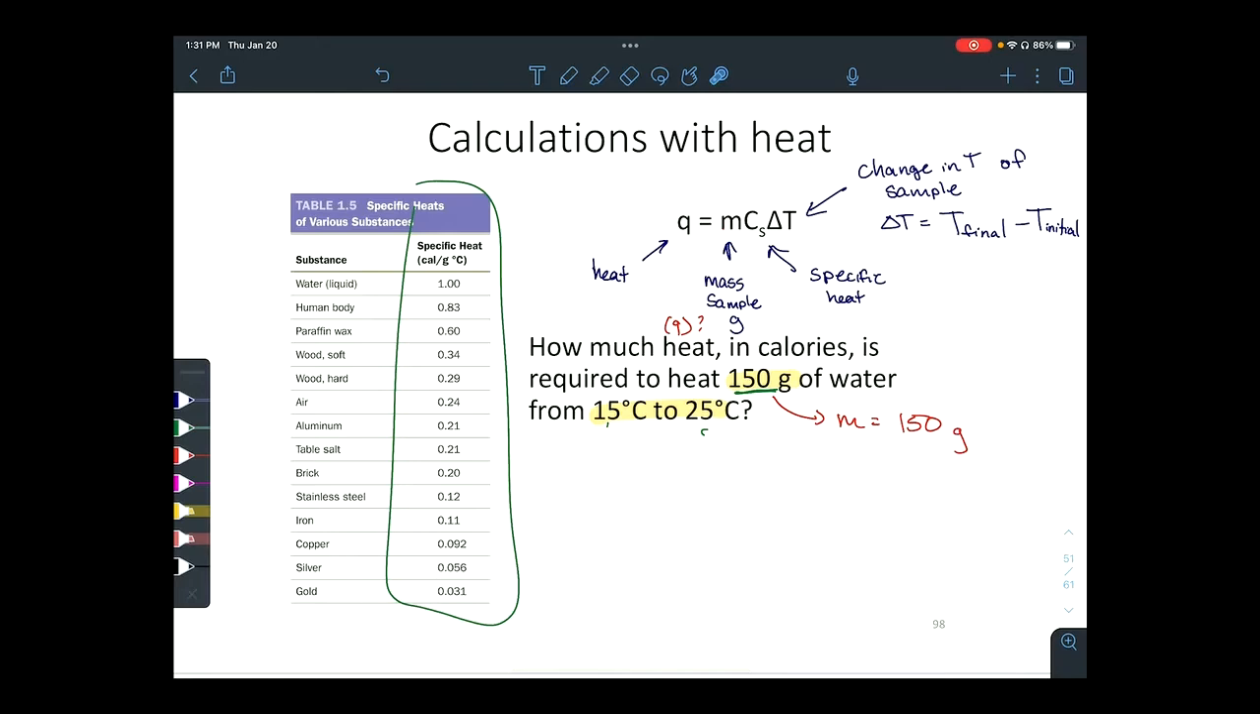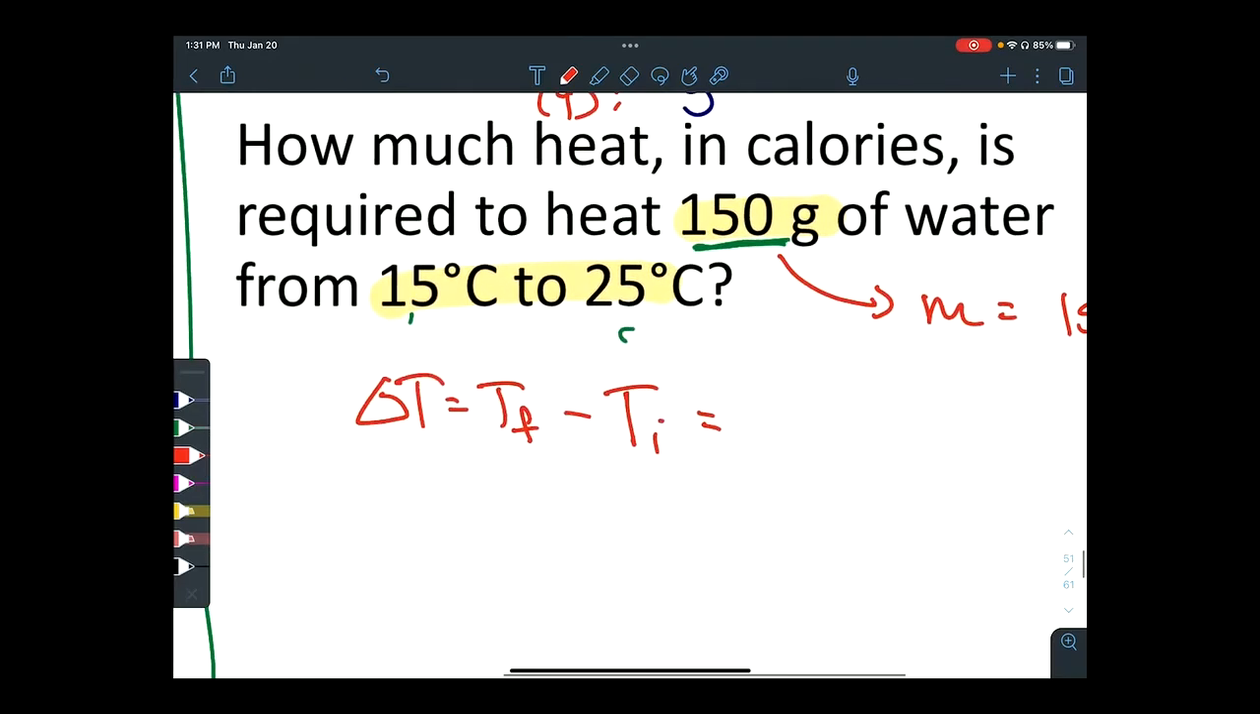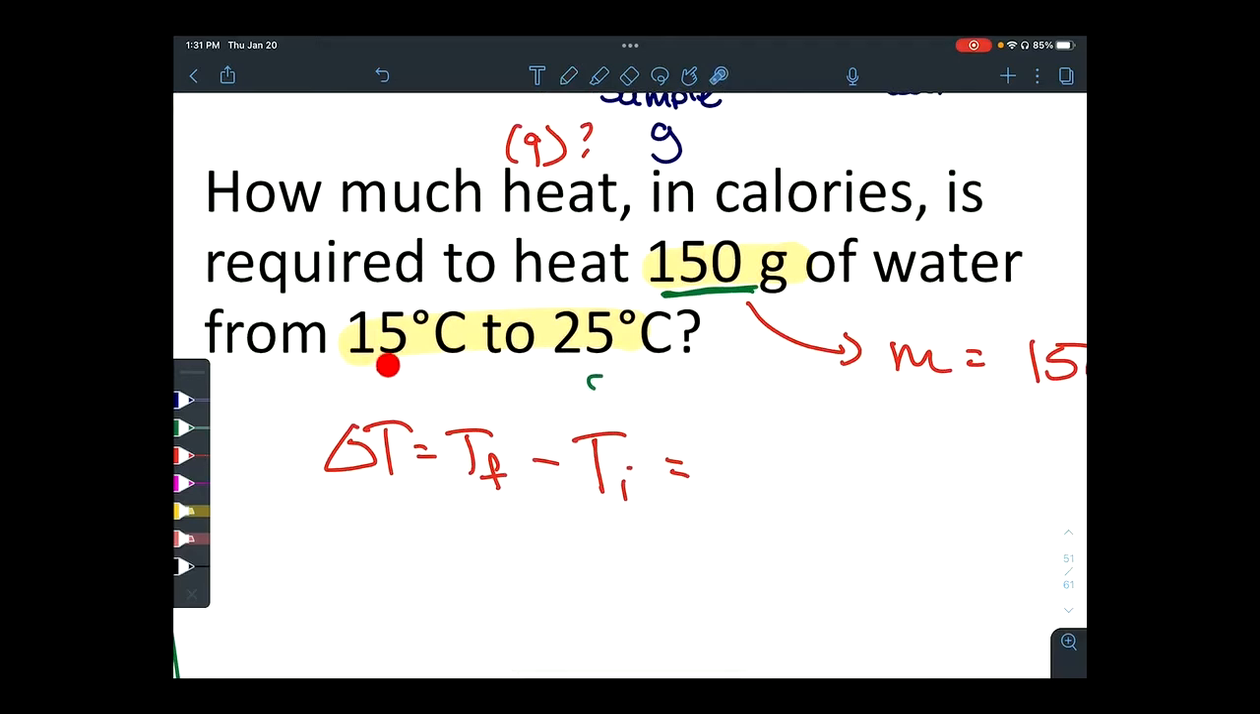Now we need to do the CAT part. It gives us this temperature increase. So recall here, delta T is always, by convention, your final temperature minus your initial temperature. So if we calculate delta T here, we're going from 15 to 25. What is our final temperature?